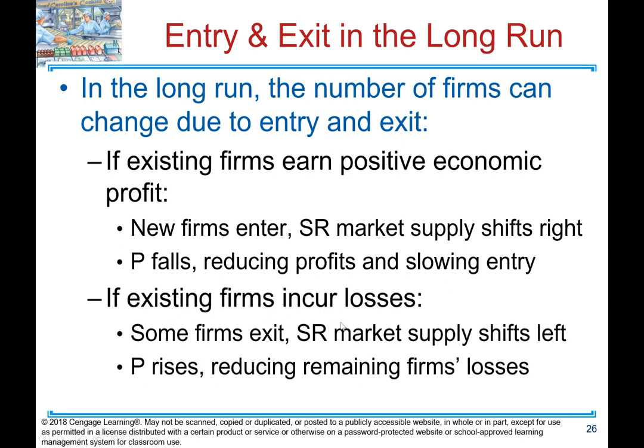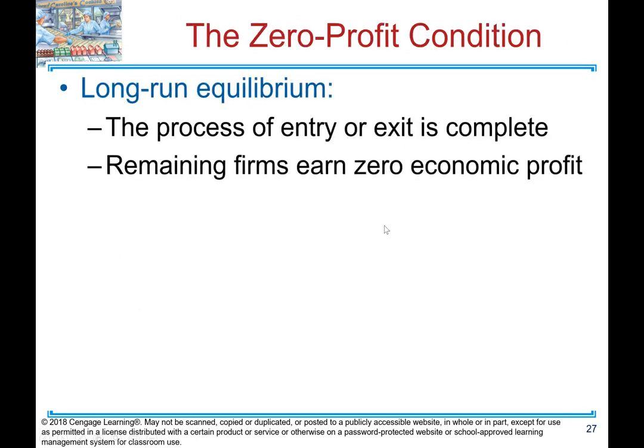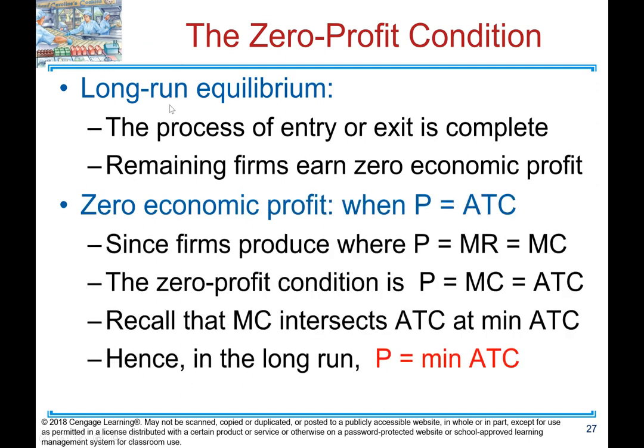If existing farms incur losses, some farms will exit, short-run market supply shifts to the left, and price rises, reducing remaining farms' losses. Zero profit condition. The long-run equilibrium: the process of entry or exit is complete in the long run. The farms that were going to enter the market because of profit have entered, and the farms that were leaving because of loss have left. The long-run condition is consistent with the zero profit condition. So remaining farms earn zero economic profit.